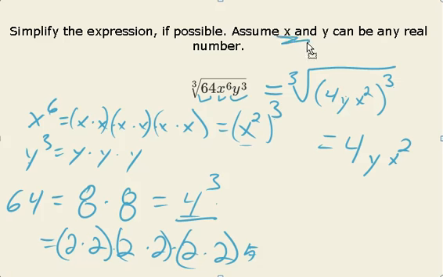So even though it tells us this caveat about x and y can be any real number, we get to say, so that's all right. Regardless of what it is, things still work out fine. I don't have to require things to be positive. So my solution is just 4 times y times x squared.